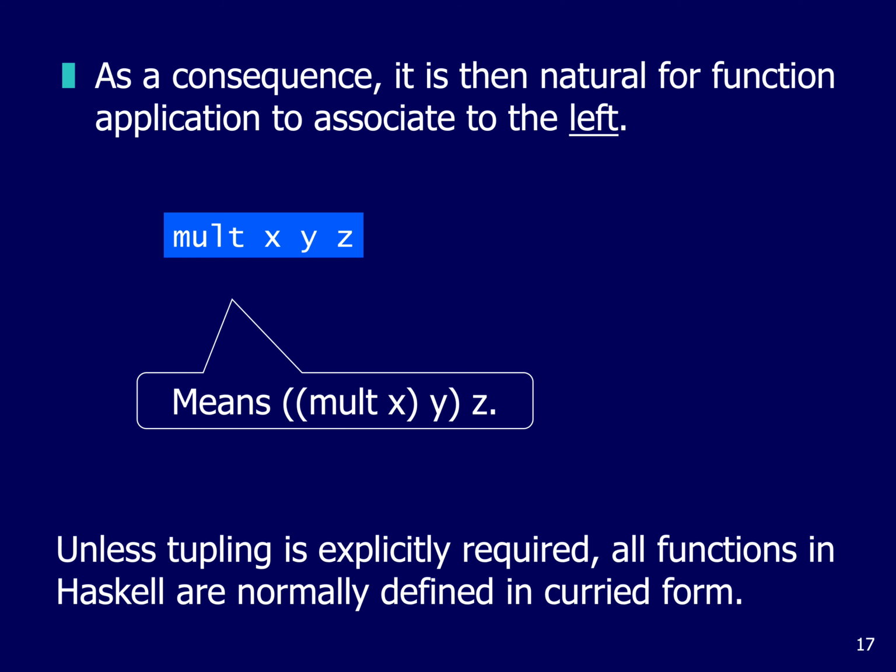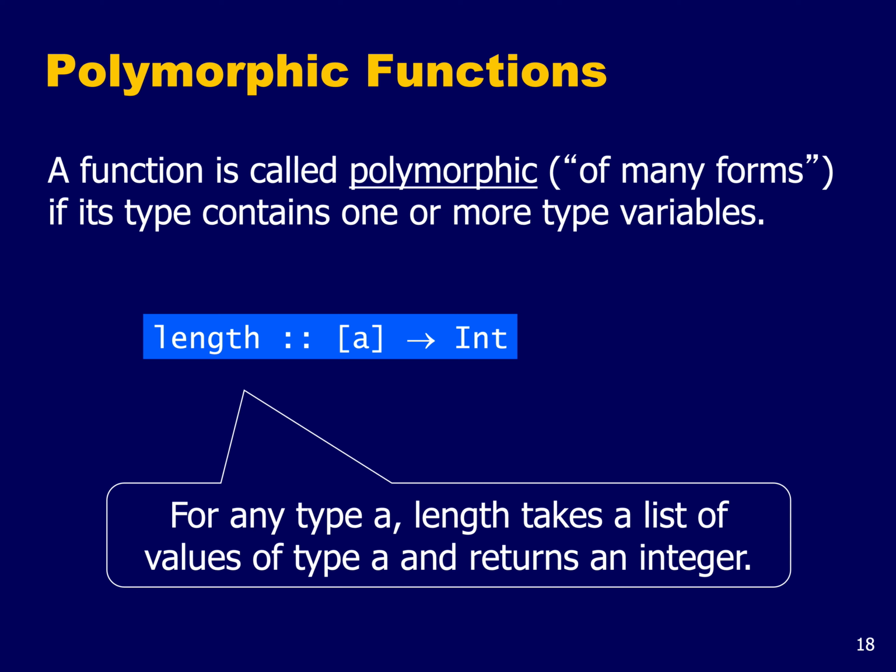So just to wrap things up today, what I want to do is look at two special kinds of functions. The first of these is called polymorphic functions, and the second is called overloaded functions. So the definition here at the top of the slide says, a function is going to be called polymorphic, which means of many forms, if its type contains one or more type variables. This sounds a bit fancy, but it's actually a very simple idea in practice.